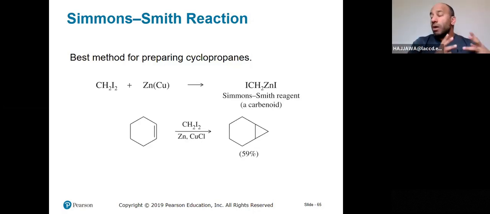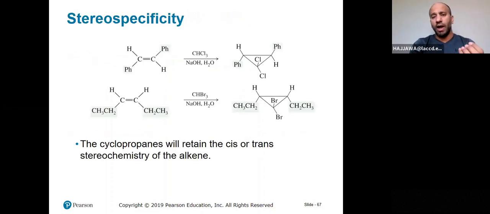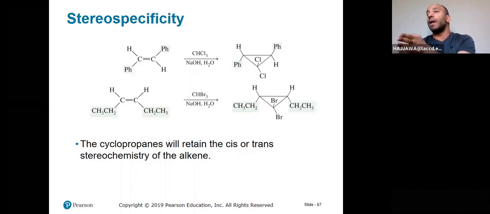Keep in mind, stereochemistry in the reactant has to be retained. So if I have a trans or a cis alkene, the cyclopropane-containing compound will also reflect that stereochemistry.